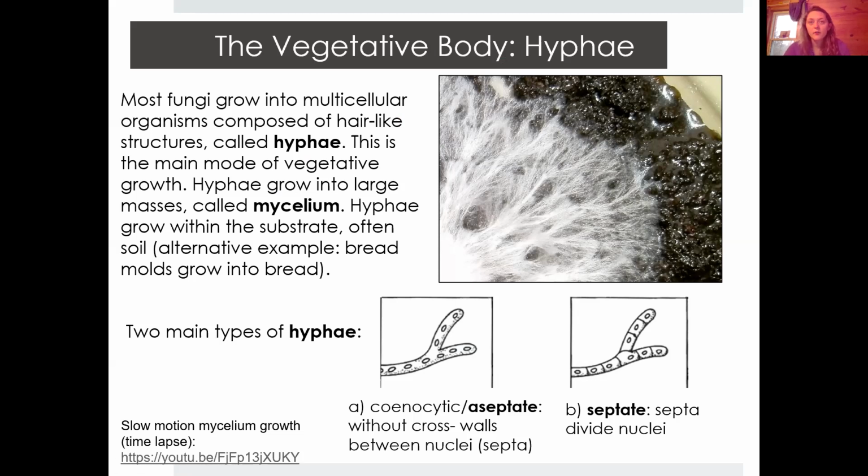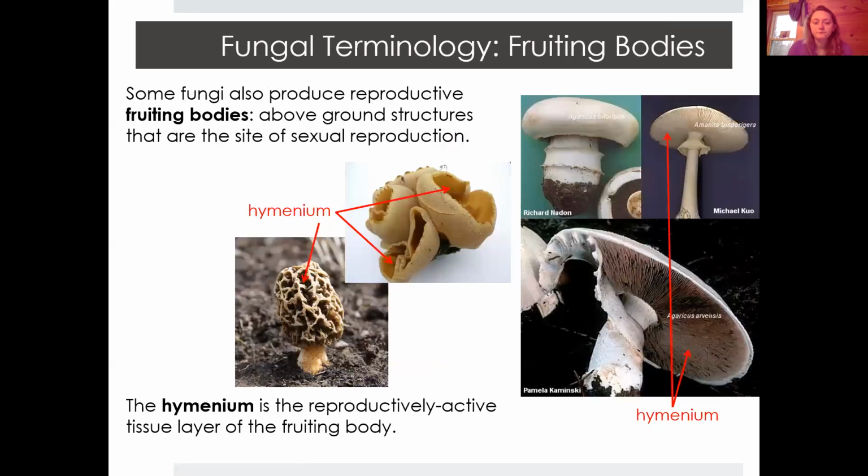If you're thinking about the time spent of a mushroom, most of their life is spent in the vegetative body state, just hanging out, doing their thing. Okay, and then the sexually reproductive part are the mushrooms, what you think of when you think of a mushroom. So that's the fruiting body. These are usually what grows above ground, and they all have a layer on them called the hymenium, and the hymenium is the reproductively active layer of the fruiting body.